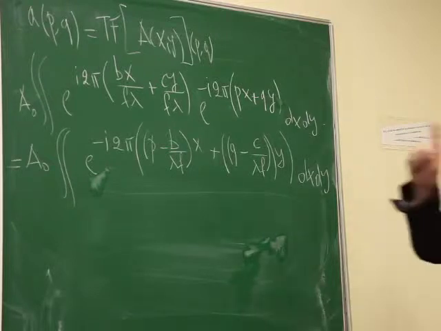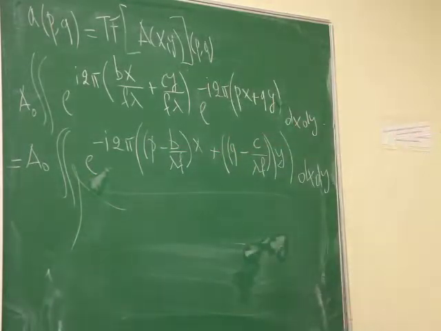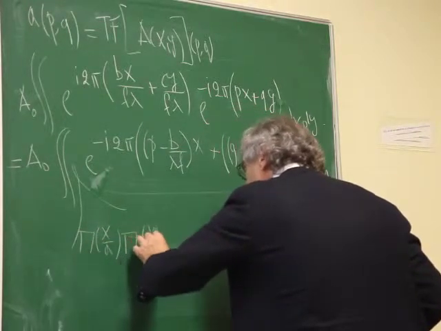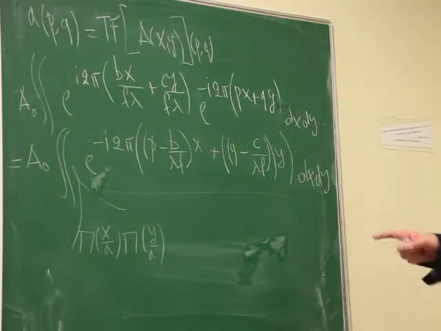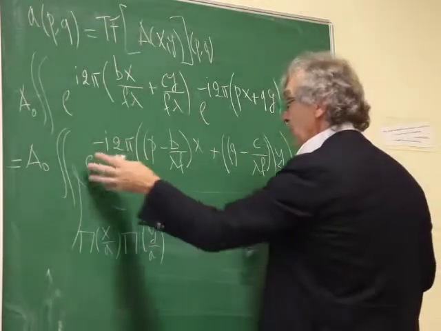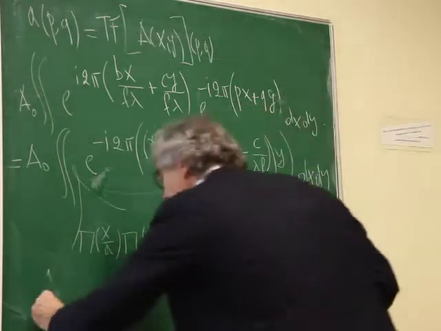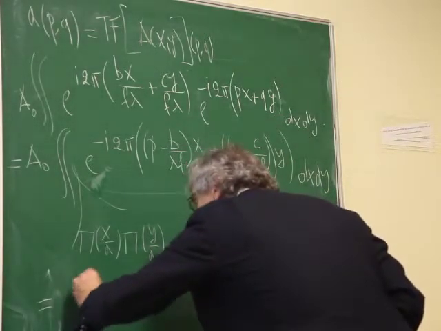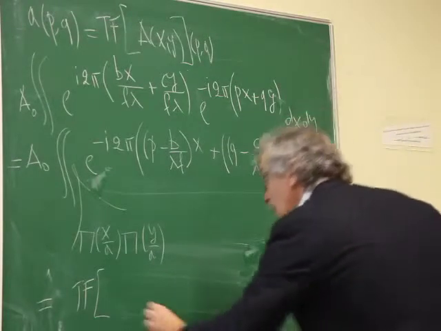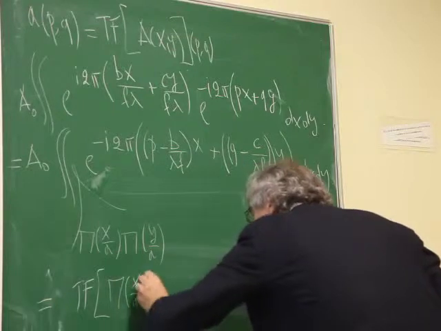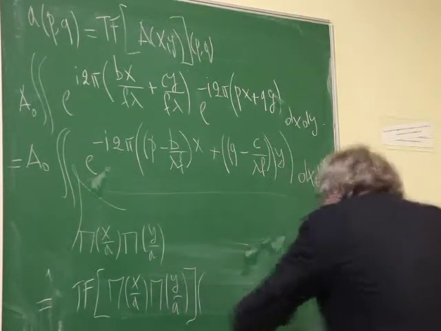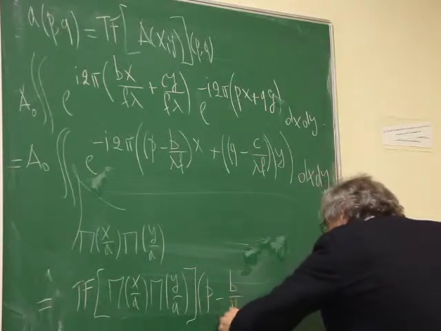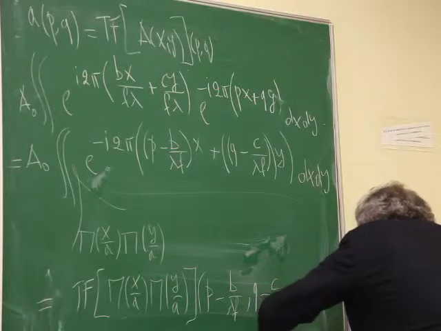Yeah? And do you agree that this is okay, but it's not finished. Then I should have written inside, times this function times this function. You agree? Yeah, the two door functions must, of course, be placed inside. And then what I find, if I look at it, is that this is simply the Fourier transform of x over a times y over a, not calculated for the value p, but calculated for p minus b over lambda f and for q minus c over lambda f. Okay?